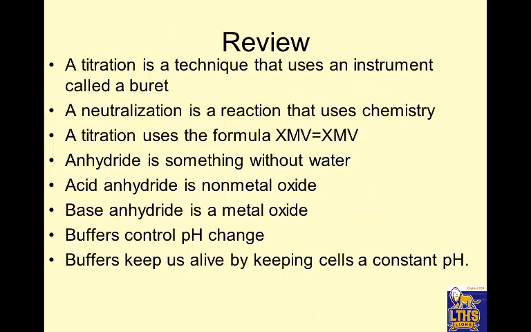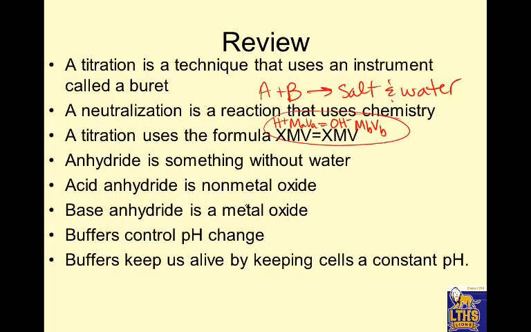Okay, so what did we learn today? A titration is a technique that uses an instrument called a burette. So we use that titration to find out something about acids and bases. A neutralization reaction is an acid plus a base to give salts and water. To calculate the titration information, you use this equation. Anhydrides are something without water. Acid anhydride is a non-metal oxide. Base anhydride is a metal oxide. Buffers control pH change. Keep it constant.